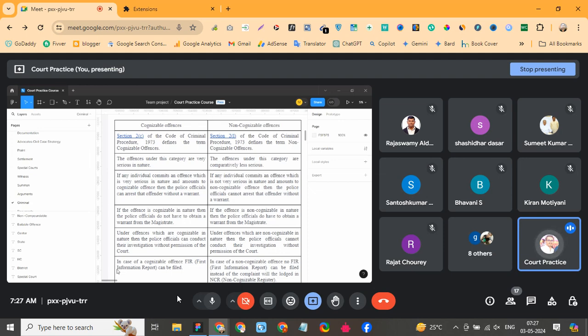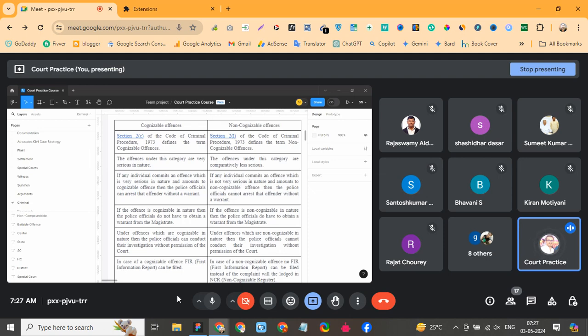In a cognizable offense, without the permission of the court, police can investigate or arrest the person, and the opposite applies in a non-cognizable offense. Likewise, the person is not going to be arrested, and no investigation will begin or start in a non-cognizable offense.